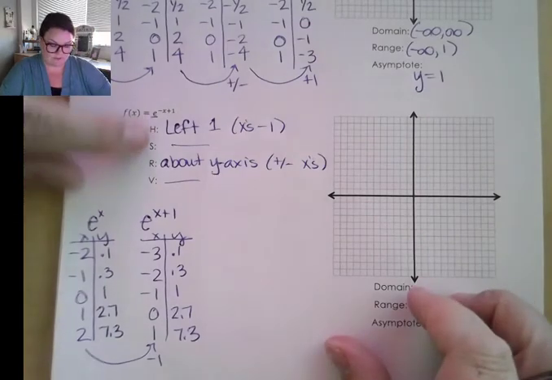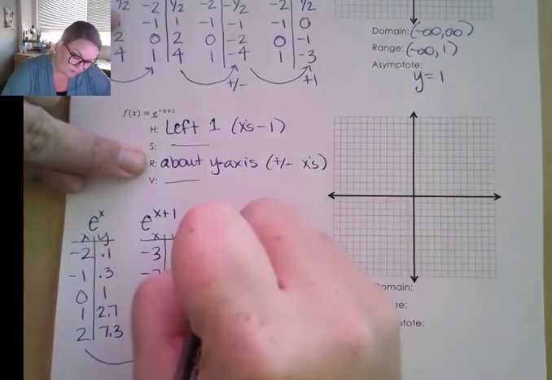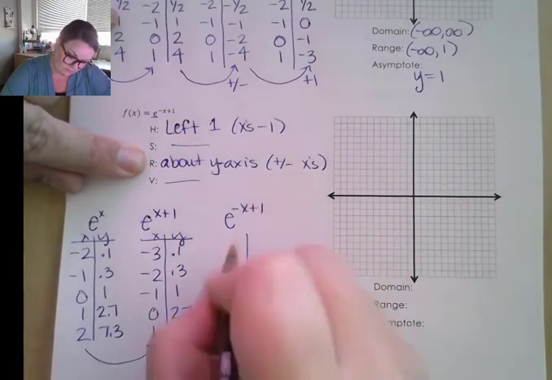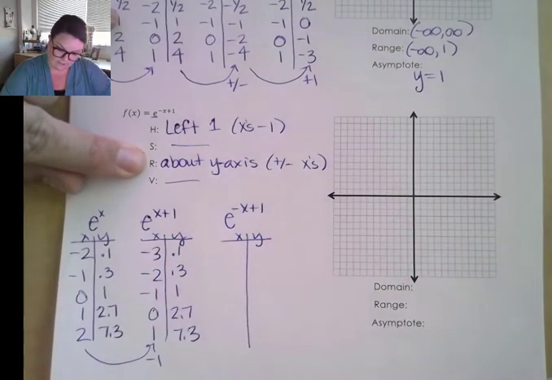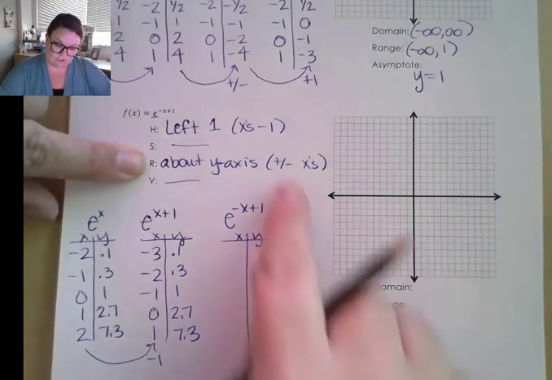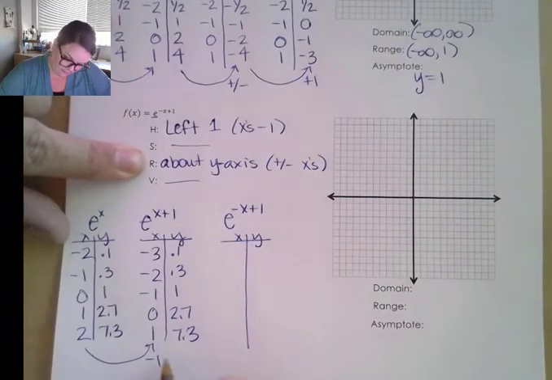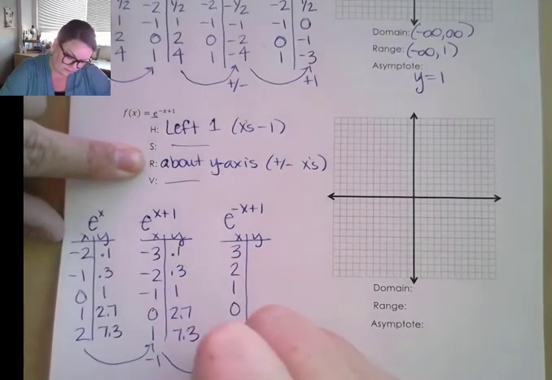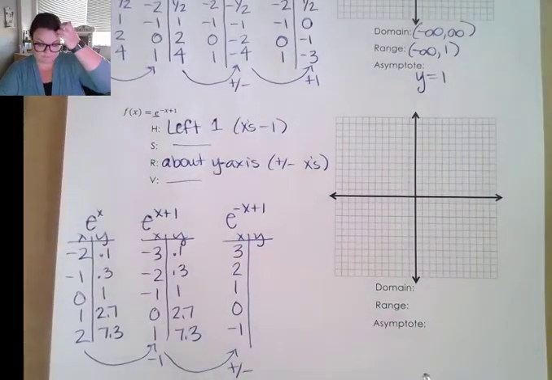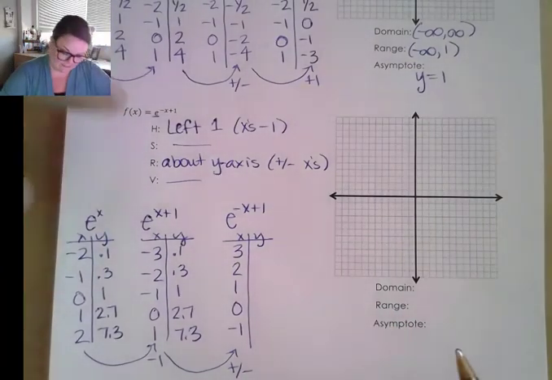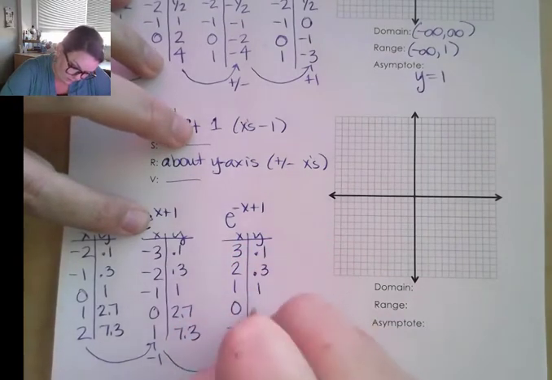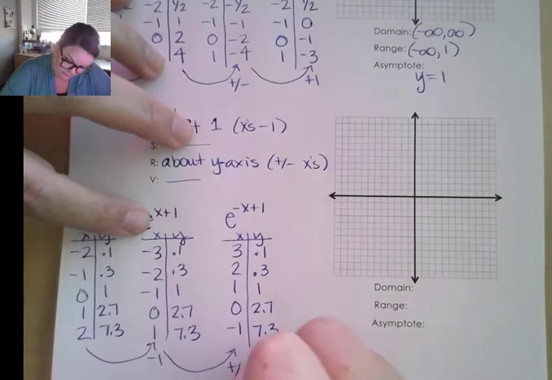And then we're going to come down and do our reflection. So now our function looks like e to the -x plus 1. Okay. And all we have to do is change the sign on our x's. Take our x's from the previous table and change their sign. So +3, +2, +1, 0, -1. And then our y's stay the same. 0.1, 0.3, 1, 2.7, 7.3.